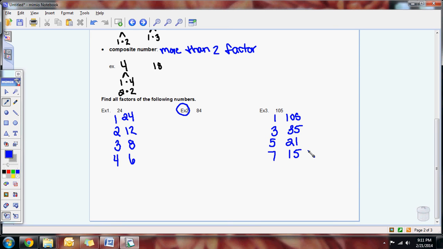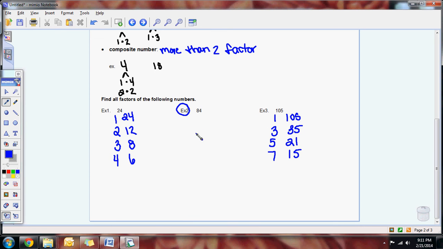8 does not work. And 9 doesn't work. And 10 doesn't work. And so we can kind of assume that we're done there if we can't go any longer. And we're all the way back to 15. So these are all your factors of 105.